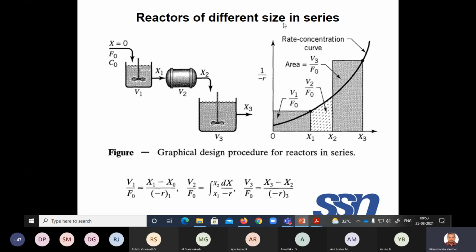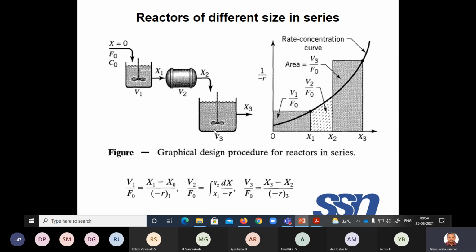Different reactors of different sizes. Now you see one small reactor, one big, one PFR, and one big CSTR in series. The first reactor goes up to X1, so that is the area of a rectangle. Then you have a plug flow reactor from X1 to X2. What is the plug flow reactor volume? It is nothing but the area under the curve.